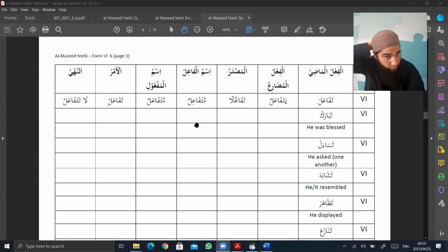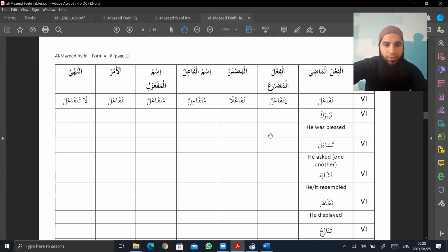If we take a new set of root letters and put it on there, it will become what? تحاكم. تحاكم means to appeal for a legal decision, where two people take each other before a judge. So let's say that skill. تحاكم يتحاكم تحاكما متحاكم متحاكم تحاكم لا تتحاكم. Again. تحاكم يتحاكم تحاكما متحاكم متحاكم تحاكم لا تتحاكم.